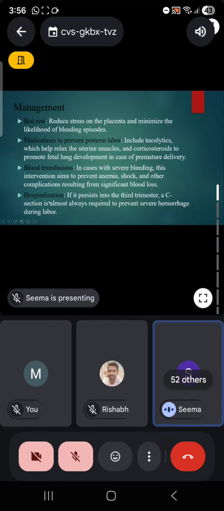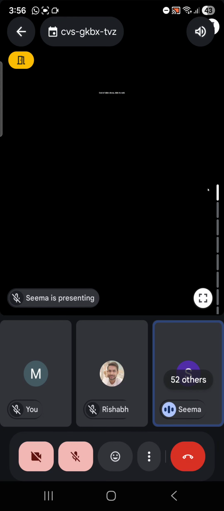And lastly, if the patient is not cured, then we hospitalize the patient. And at last, C-section is required to prevent severe hemorrhage during labor. Thank you.